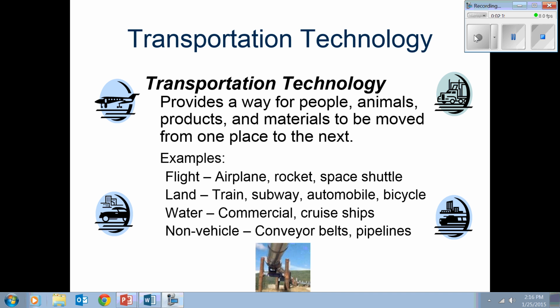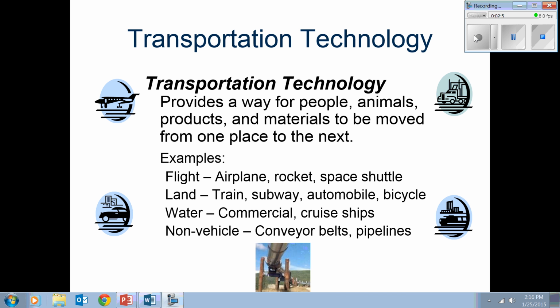We have airplanes, rockets, space shuttles. Again, not limited to those. There's going to be a lot more. Land: we have trains, subways, automobiles, bicycles. Water could be commercial, cruise ships, submarines. And then one we oftentimes don't always think about is the non-vehicle, which would be conveyor belts and maybe pipelines.